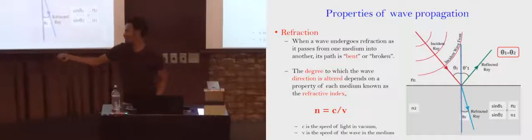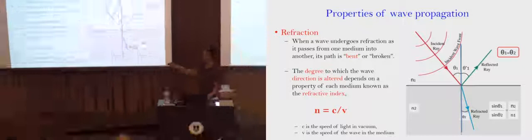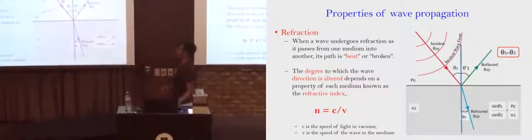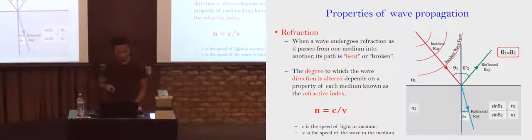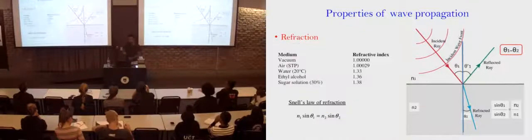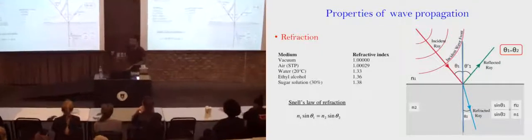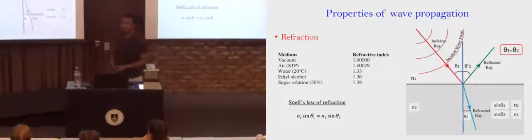So the refractive index will be higher, and the angle of this refraction will also be different depending on the refractive index of the medium. Different media have different indices of refraction. For example, vacuum has just one index of refraction. That's why the speed of light doesn't change when it moves in a vacuum.